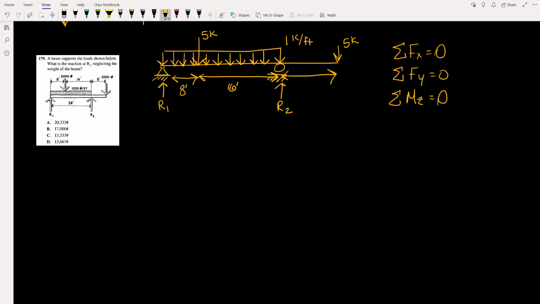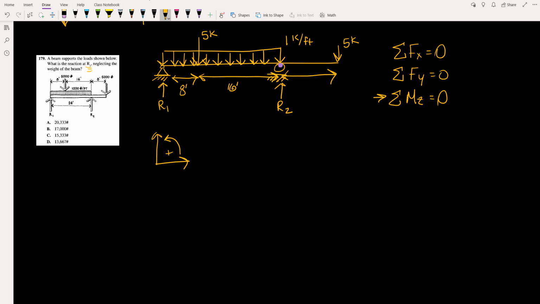However, since we're only solving for one of the reactions for this particular problem, it actually makes the most sense to start with our sum of moment equation. And of course, that's because the sum of moment equation is going to allow us to isolate just one of these reactions. We don't really care what the other one equals, we just want one of them. And so if we want the reaction 1, we're going to take the moment at reaction 2. So now I'm going to set up a coordinate system, and I'm going to start summing up the moments, moving from left to right.